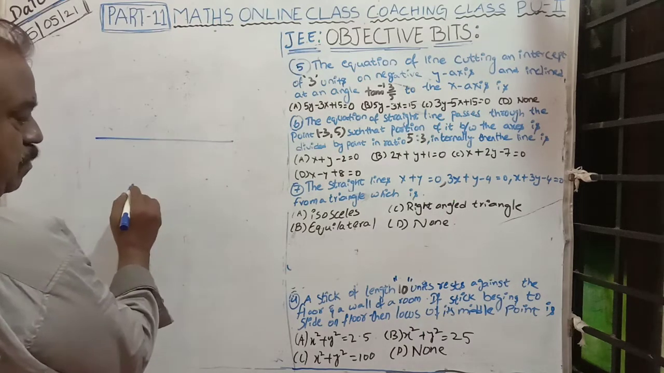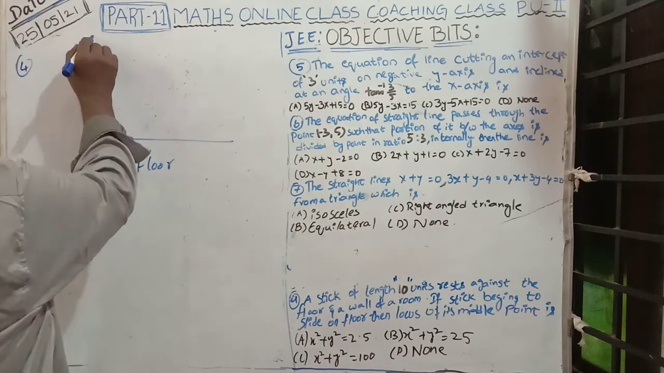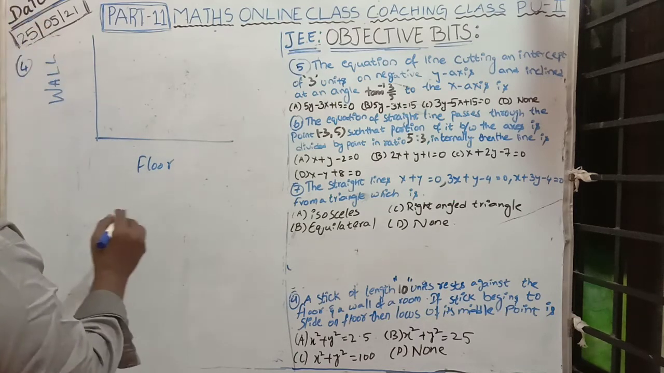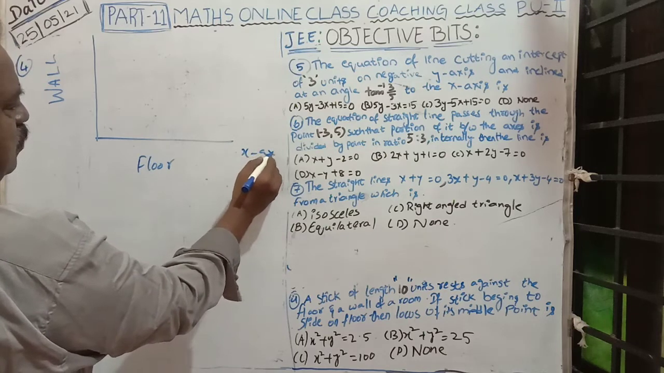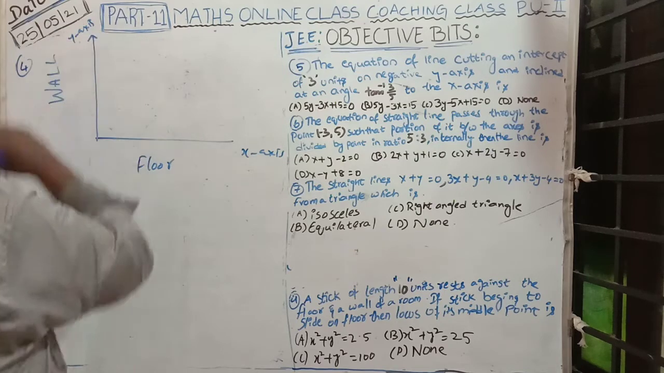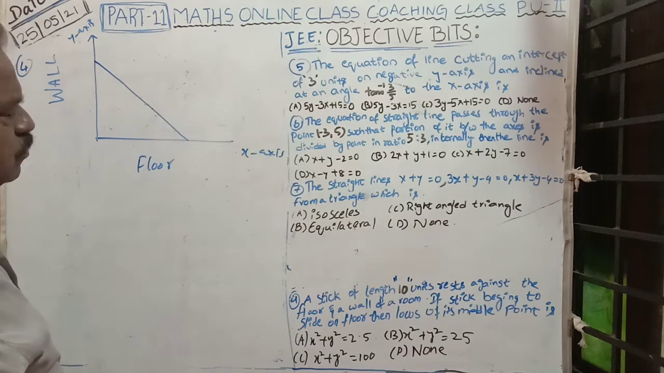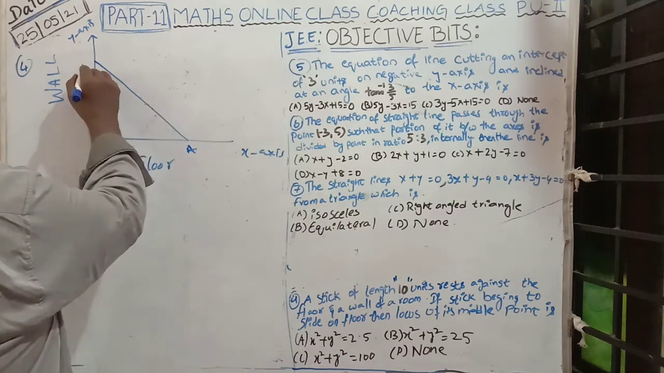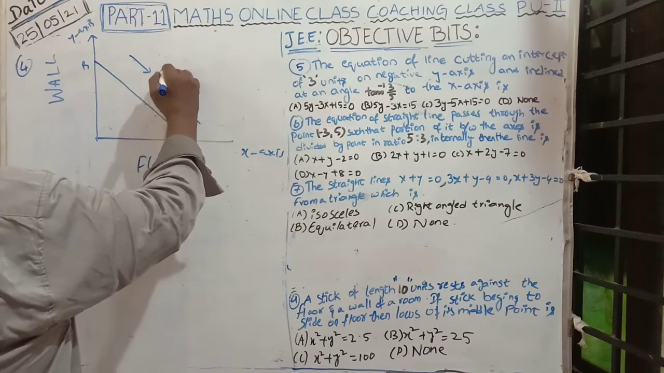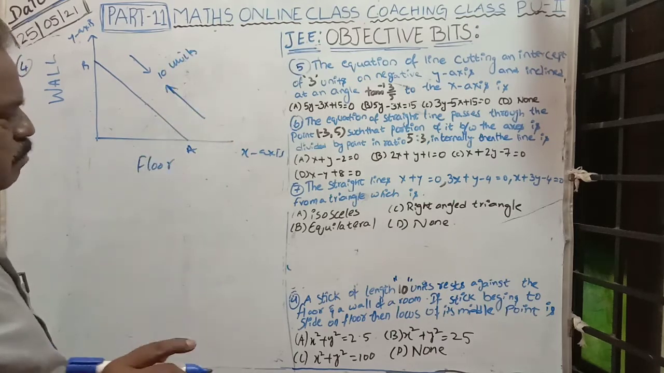It is a floor, we assume. It is a wall. Say this is the x-axis, and this is the y-axis. A stick is there like this. Say it is AB. Its length is 10 units. Very clearly I am giving the picture.